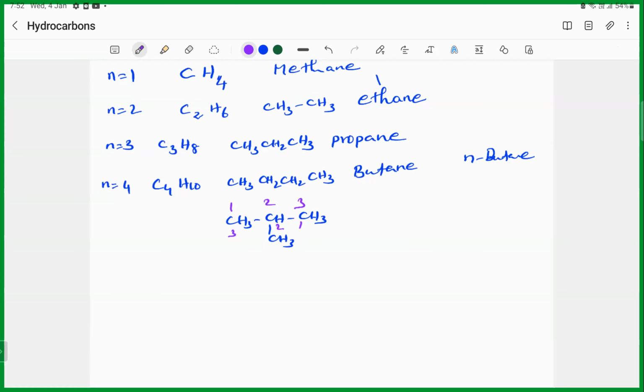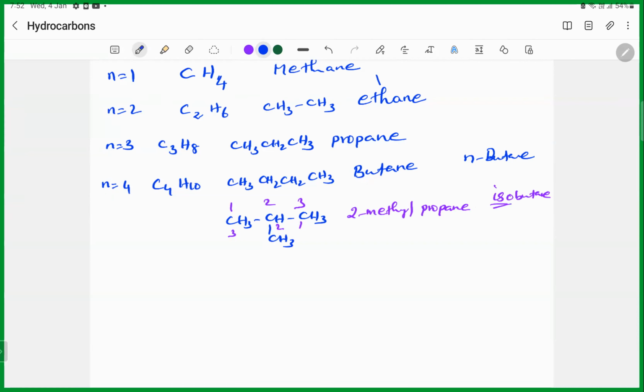You already know that. At the second position, you have the methyl, so it becomes 2-methyl. Remaining how many carbons? 3 carbons: propane. So 2-methylpropane. The common name is isobutane. Iso means branching.